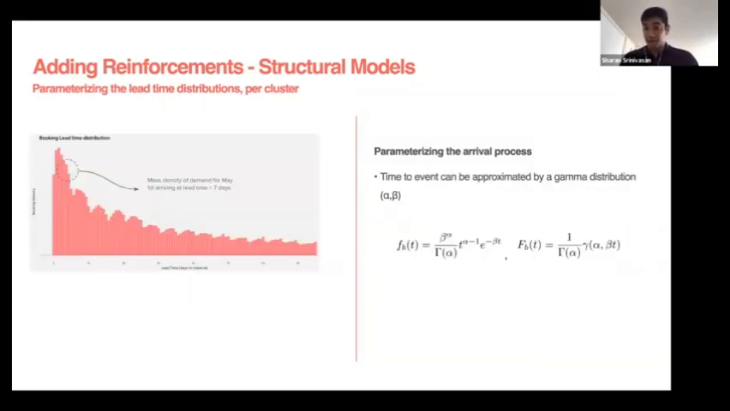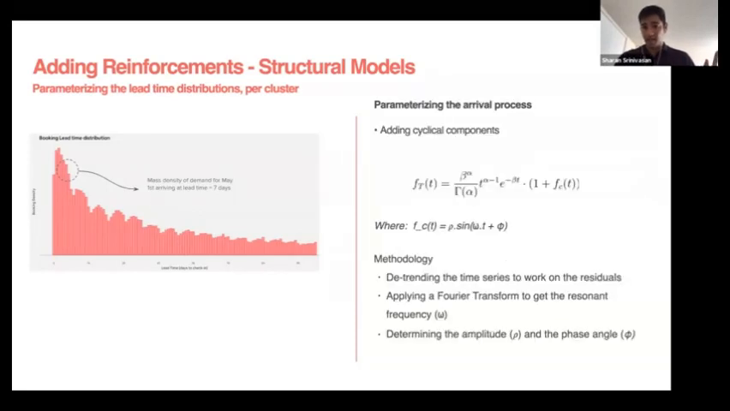Okay, so if we knew this, then what we can do is impose this kind of parametric functional form on top of our distribution. And what we get at the end is the F_B of P parameterized by alpha and beta, which just says that this arrival process is in fact gamma in nature. The equations below correspond to the mass and the cumulative density.